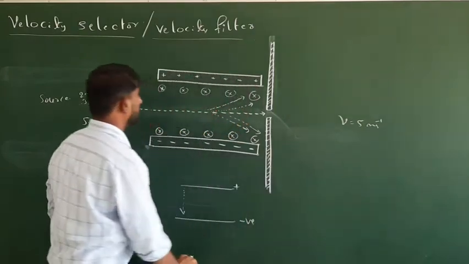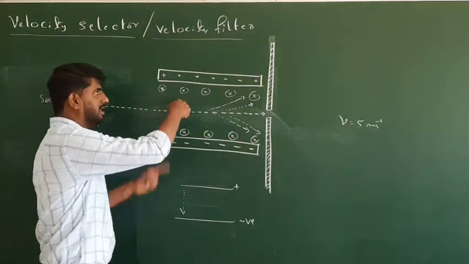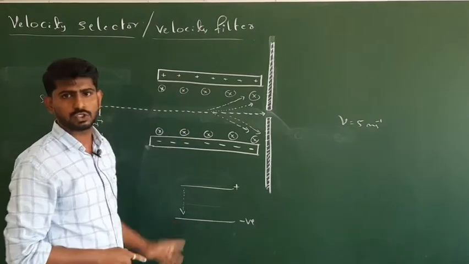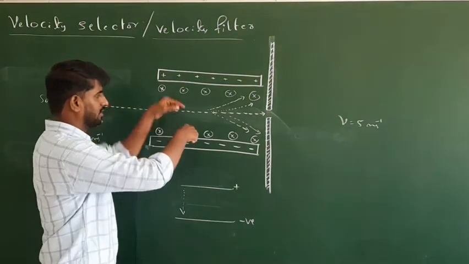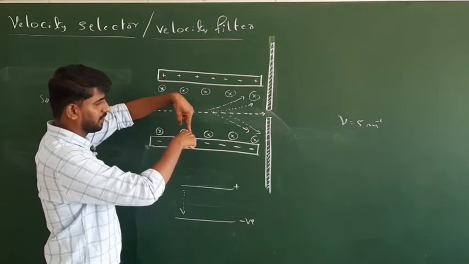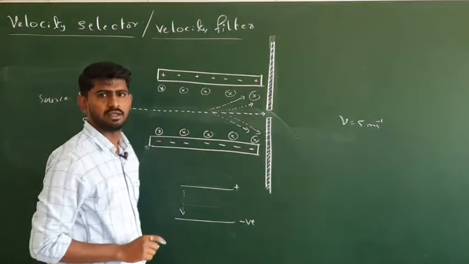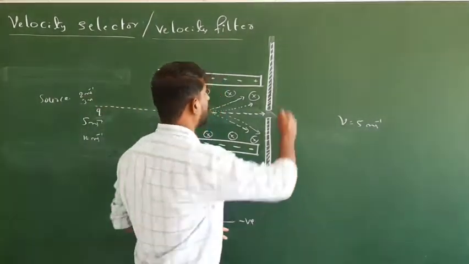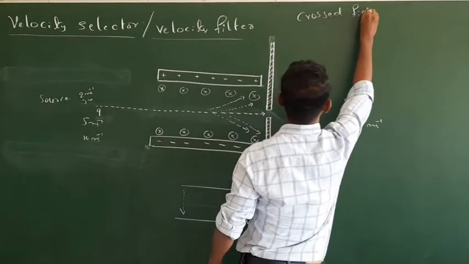So there are two fields. The direction of the magnetic field is inward, and the electric field is downward. The angle between those two fields is 90 degrees. Downward, inward, the angle between these two is 90 degrees, right? So what do you call this field? For this field we call it a crossed field.